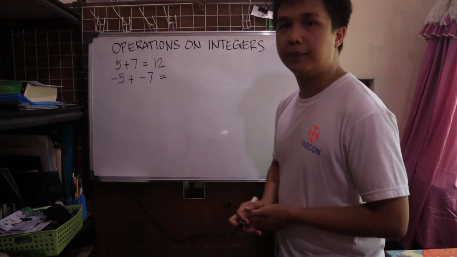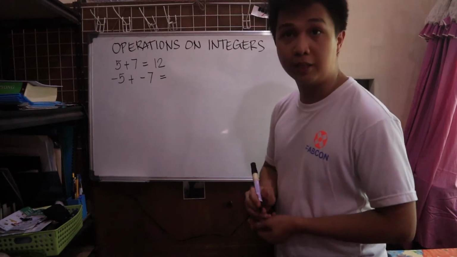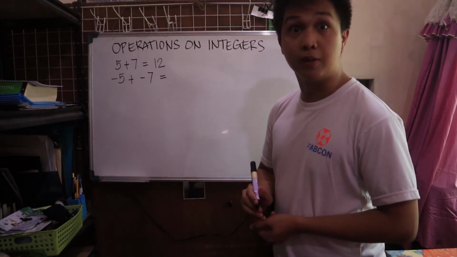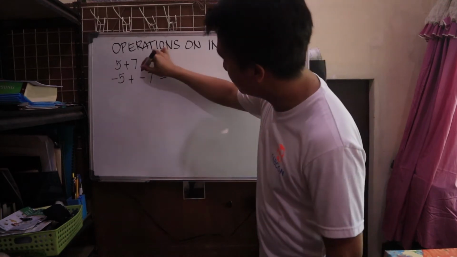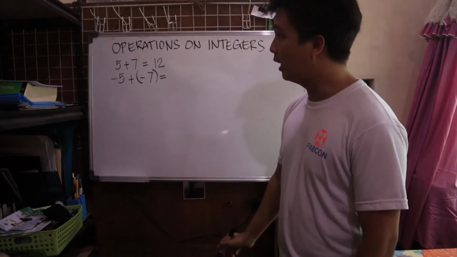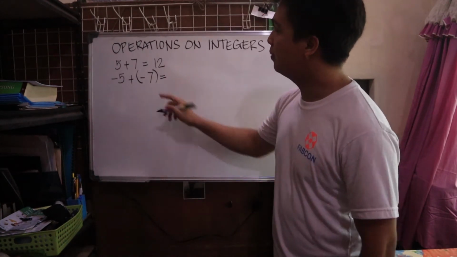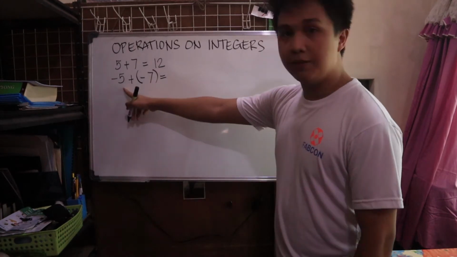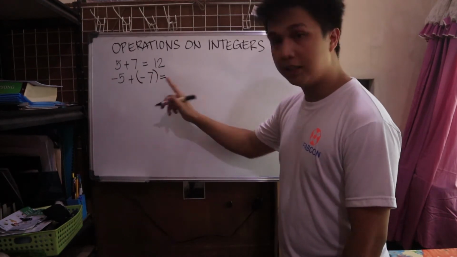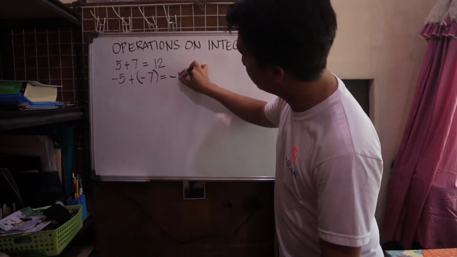Ang dapat natin tandaan, kung may mga negative signs tayo, usually nilalagay na sila sa parenthesis. So butangan ta sang parenthesis ang negative 7. Pwede ko man butangan ang negative 5, kaso hindi lang. Okay, so negative 5 plus negative 7. Pareho silang negative, so the answer will also be negative. So ini siya negative 12.